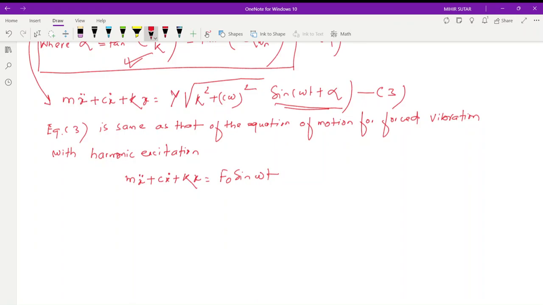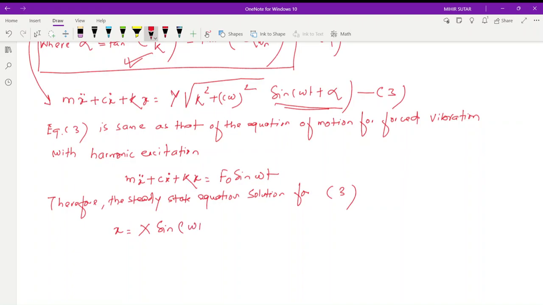So therefore, the steady state solution for equation 3 will be x equal to capital X sin(omega t plus alpha minus phi). Okay.